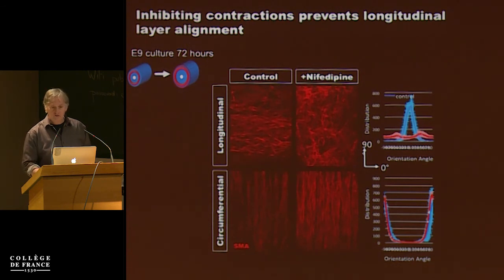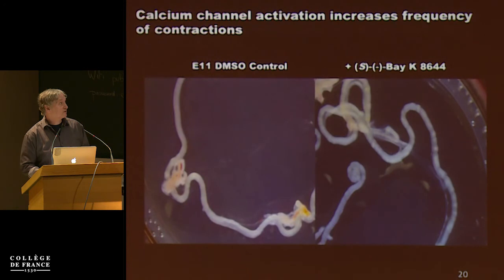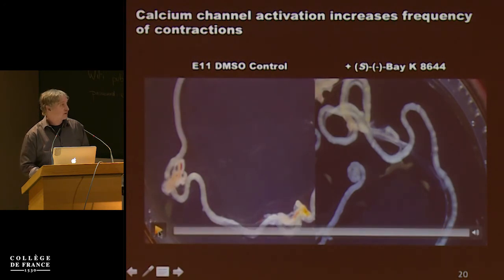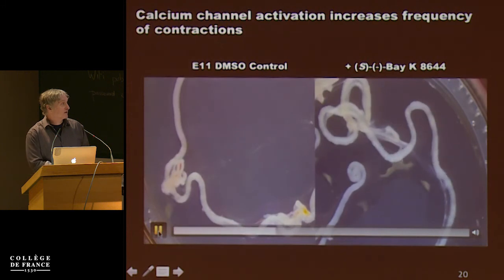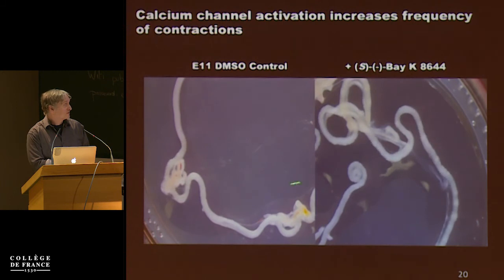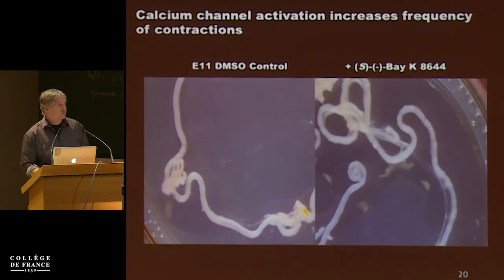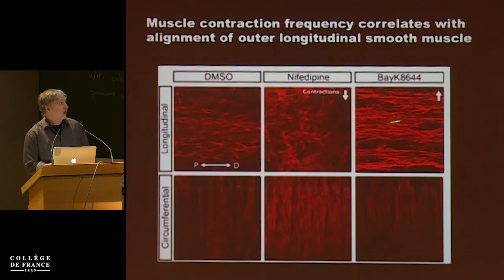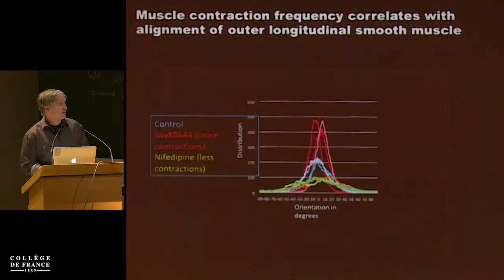You can also go in the other direction. There are drugs that will increase the amount of calcium signaling. You'll see the increase, and this one's like bouncing out of the dish because it's contracting so much over here. And this is the wild type. And if you do that, then the cells hyper-orient themselves with this drug. And again, you can quantify that.